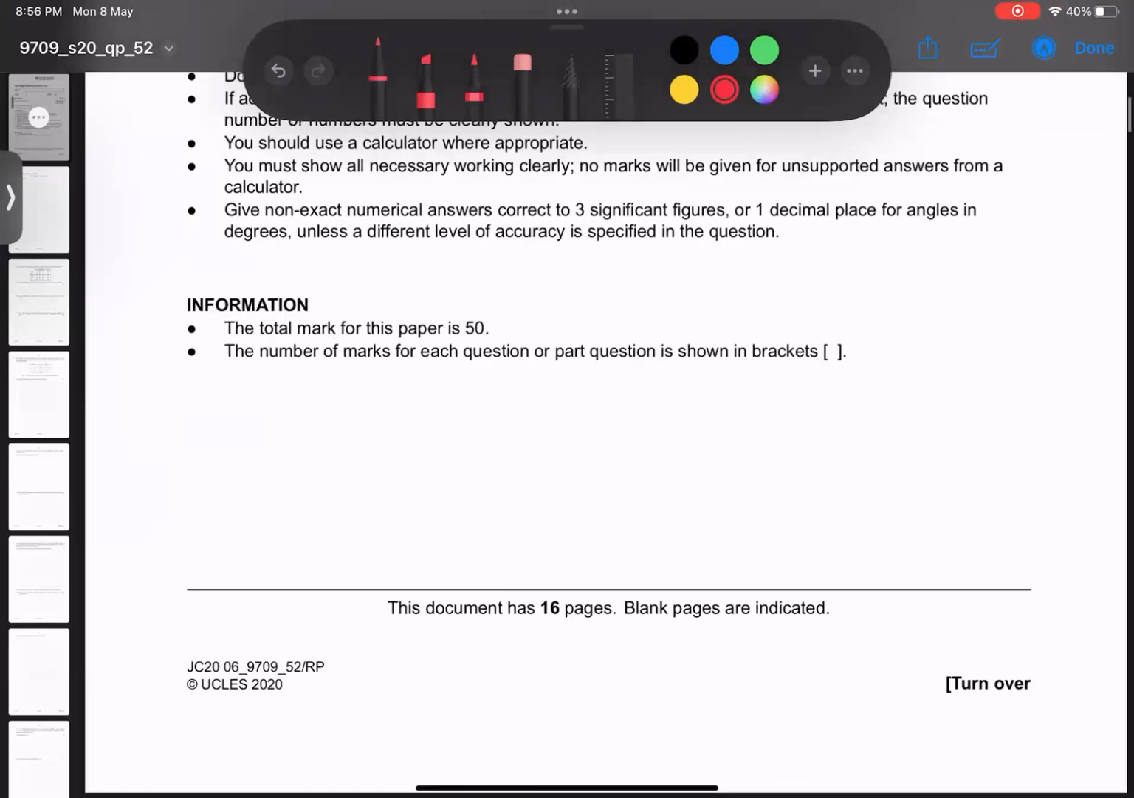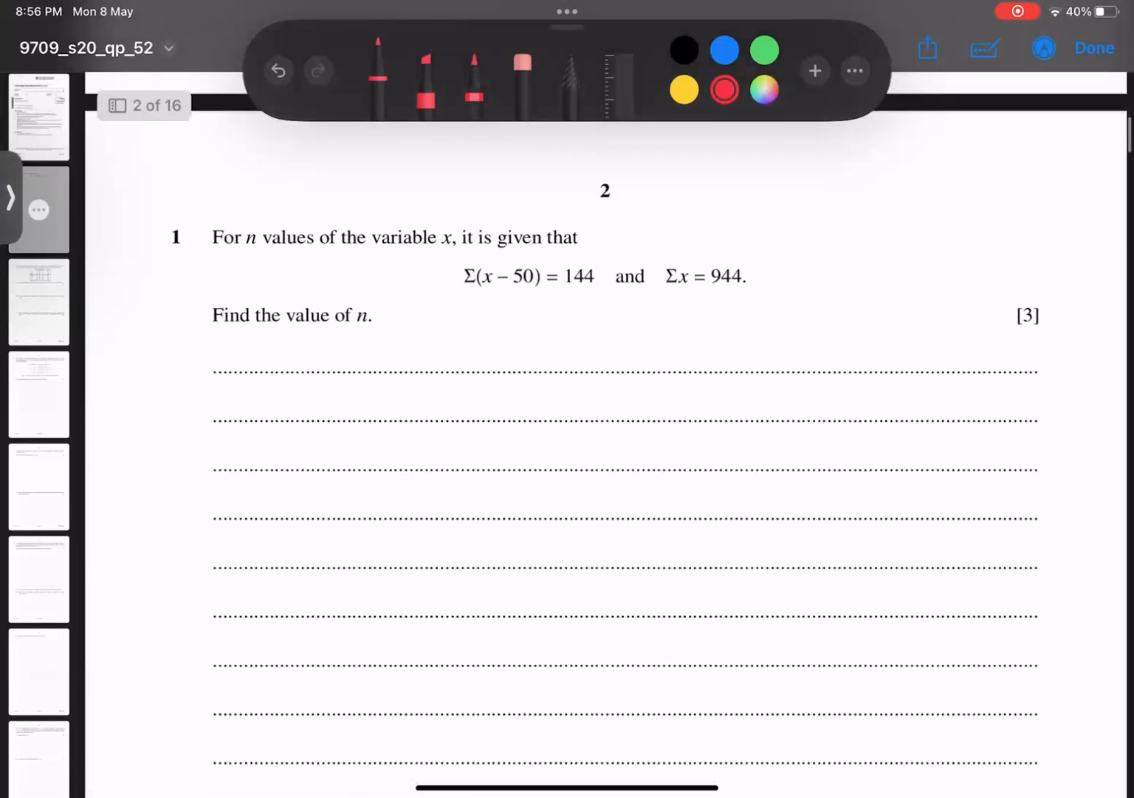I'm going to start now. Question number one we have here. For the variable x, two formulas are given. Whenever this format is given, it's called the coding method. So we have a coding method, and especially the formulas are given.